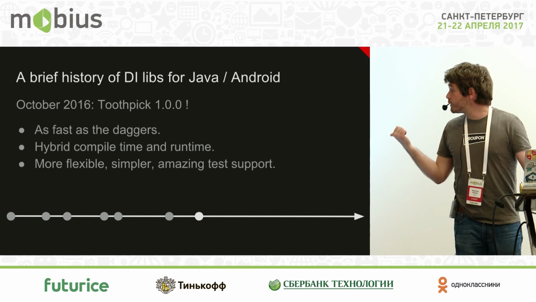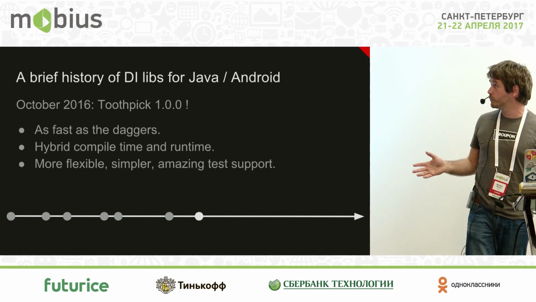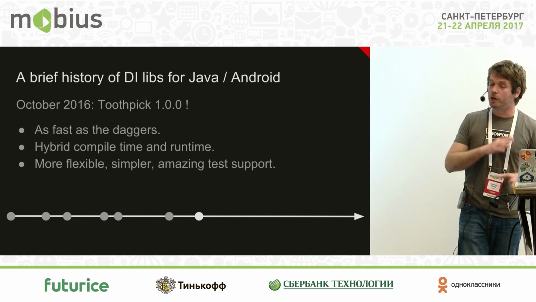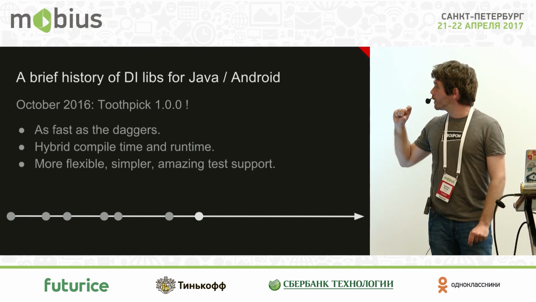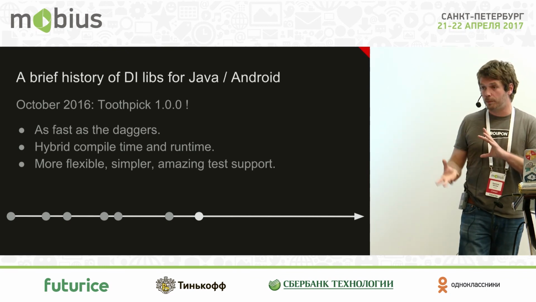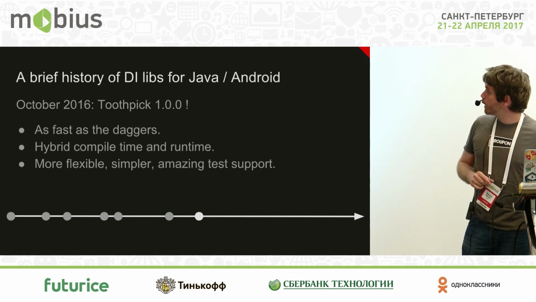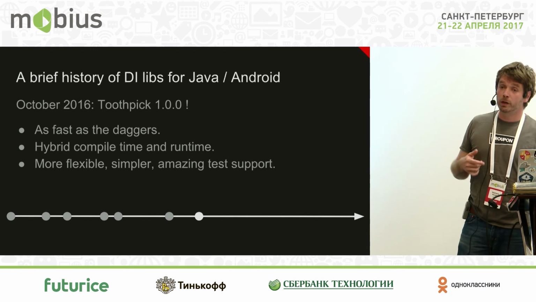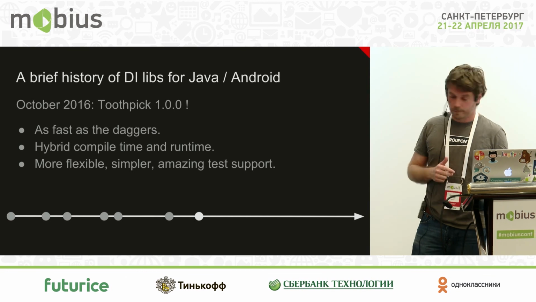And one of the ideas of Toothpick is that it has to be super fast, so it is as fast as the daggers. They are mostly in the same range of speed of performance, so Dagger 1 or Dagger 2. It's also a different approach, so it's quite a hybrid compile time and runtime engine. So we will talk about that, Danny will explain a bit more about it. And it is mainly more flexible, simpler, and it has an amazing test support, something that Dagger doesn't provide at all.